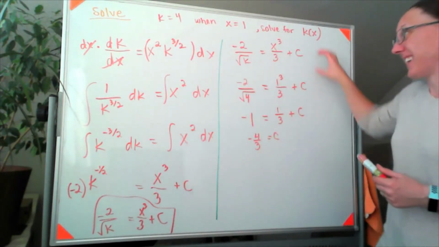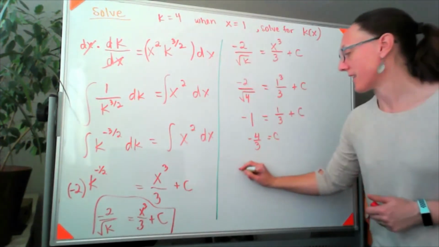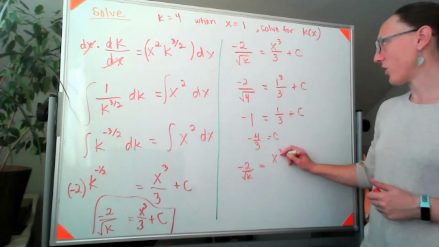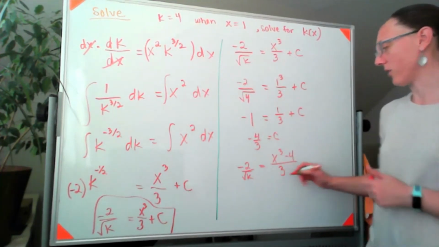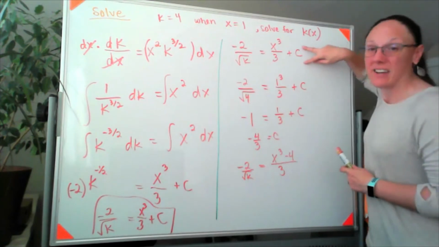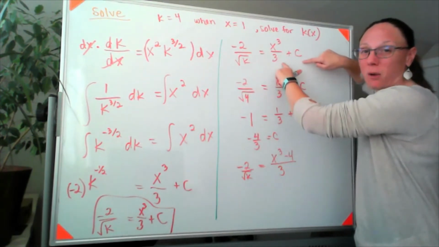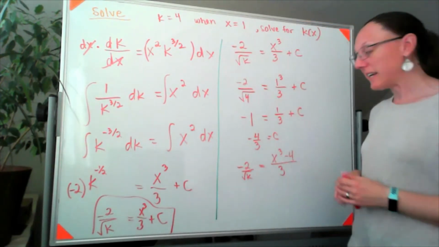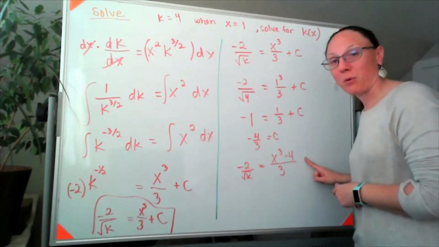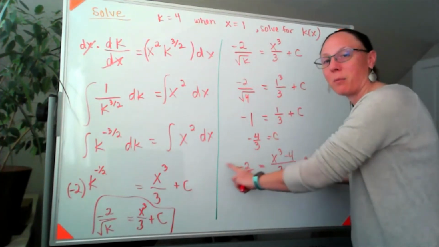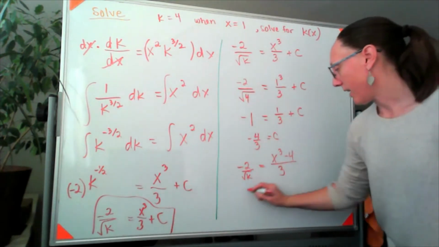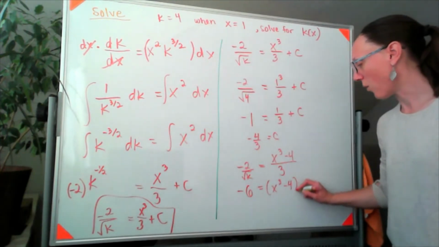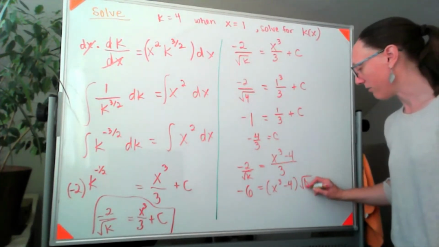Now that I know what my constant is, I can change this equation to say -2 over the square root of k is equal to x cubed minus 4 all over 3. And notice I've plugged in the -4/3, and because they have a common denominator, I combined the top together. I just figured that'd be easier because now I can multiply both sides by the square root of k and multiply both sides by 3 and end up with -6 is equal to x cubed minus 4 times the square root of k.